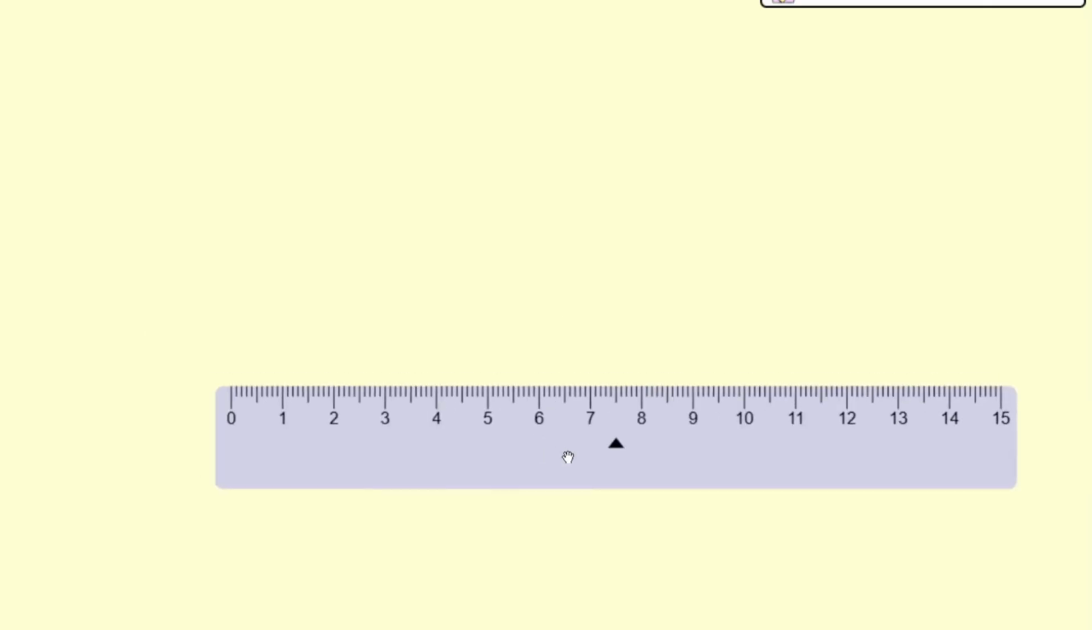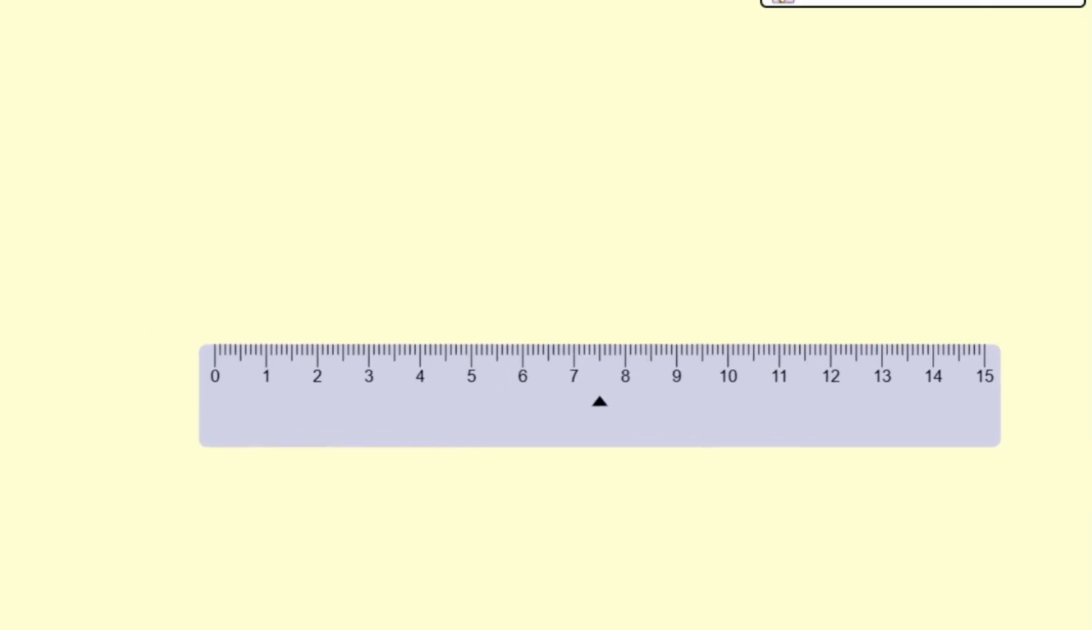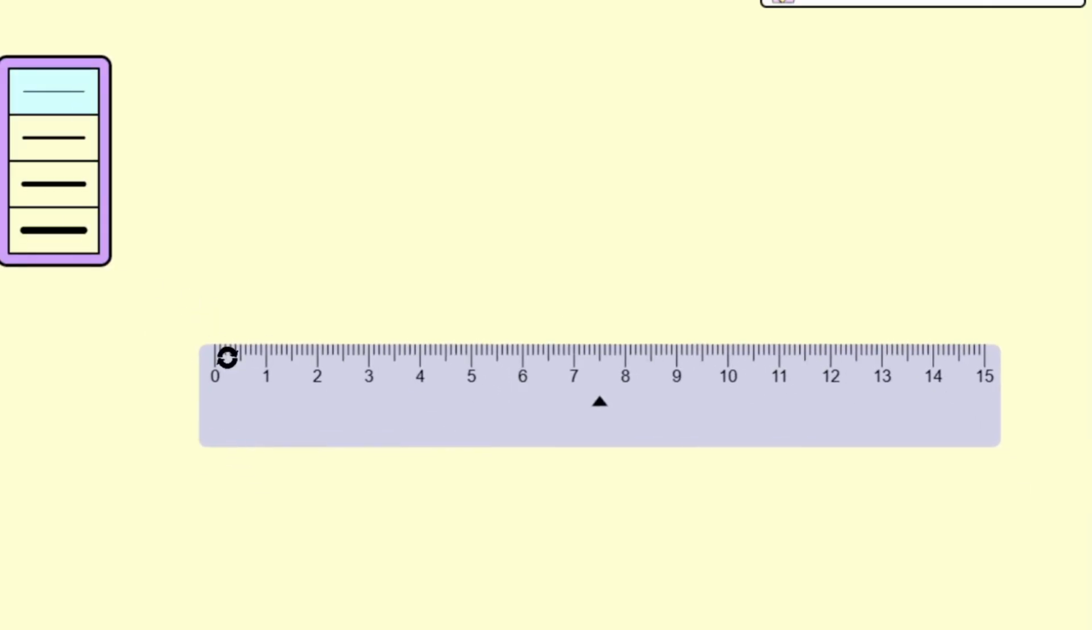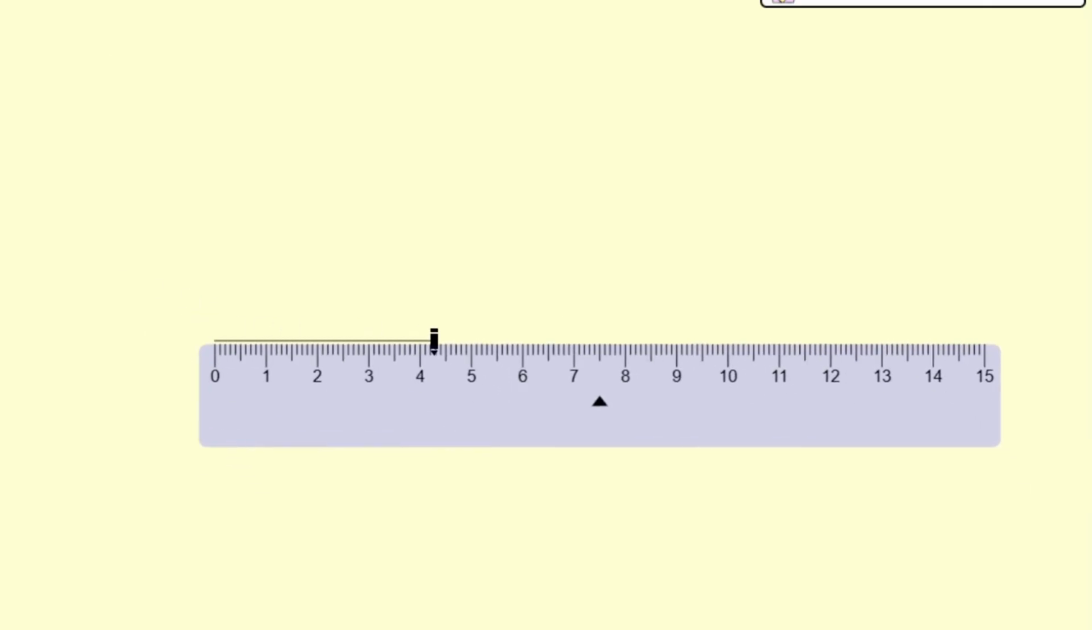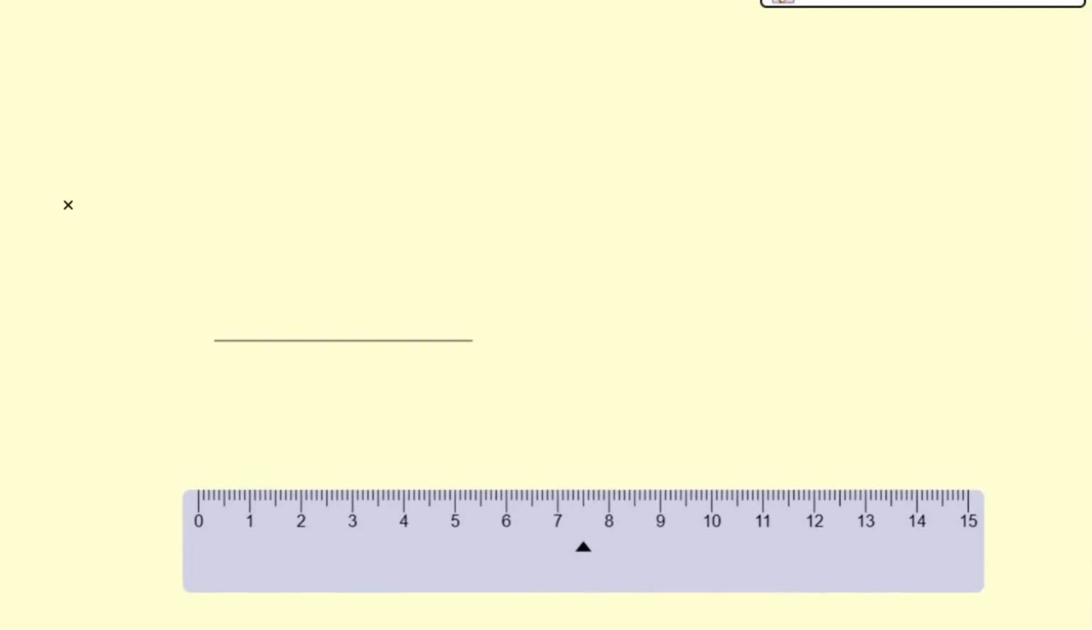Let's begin. For this video, I'll be showing you how to construct parallel lines. Now, to construct parallel lines, you would first need the first parallel line. And parallel lines are lines that run in the same direction. They never meet, never cross, and they are equal distance apart.